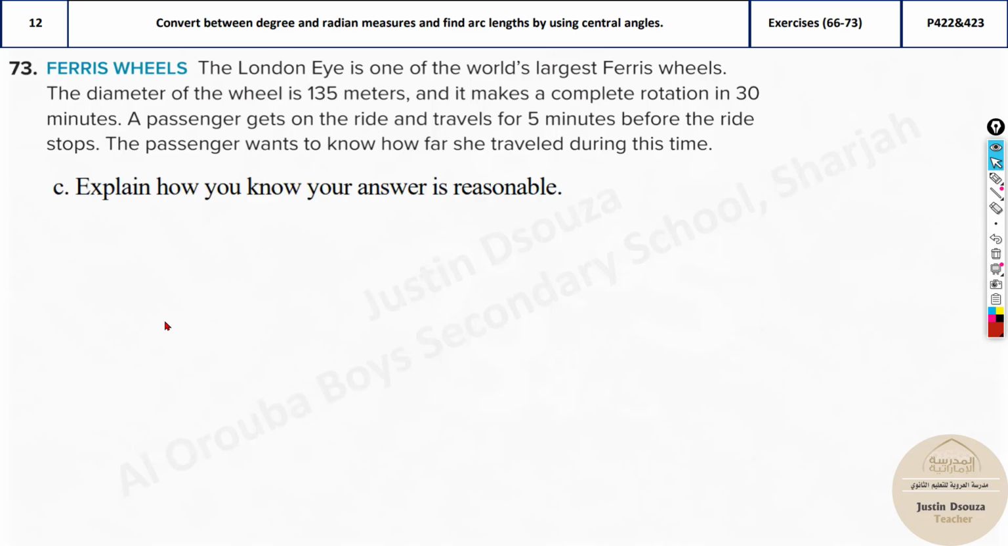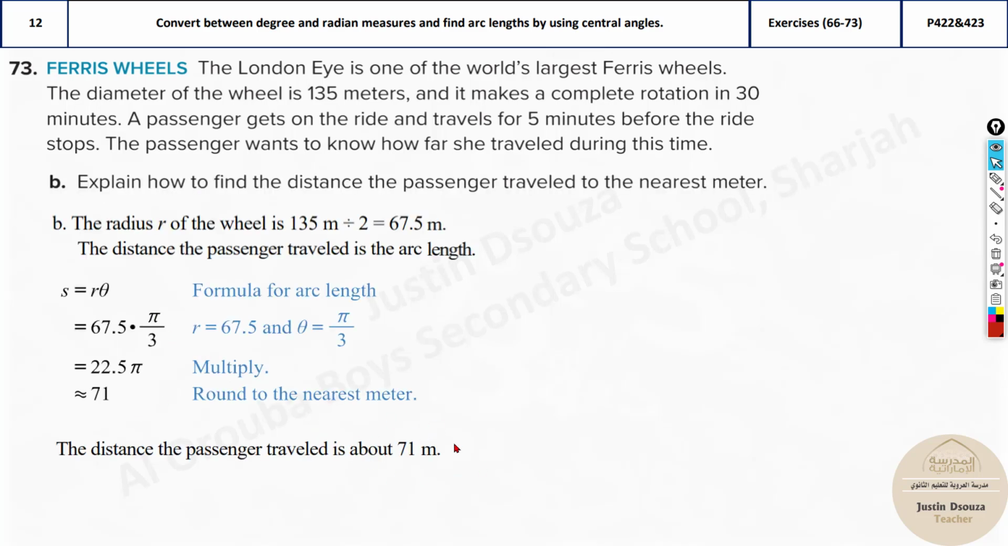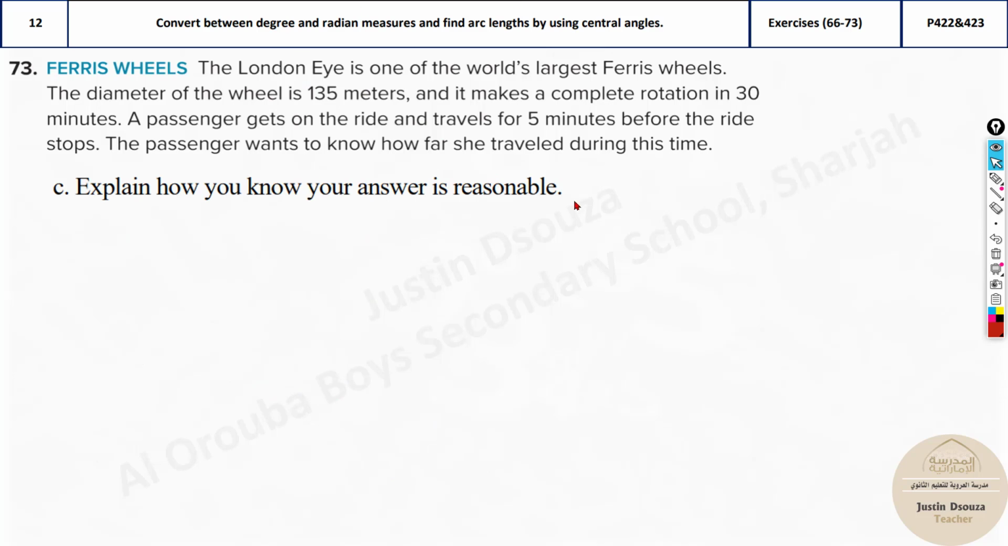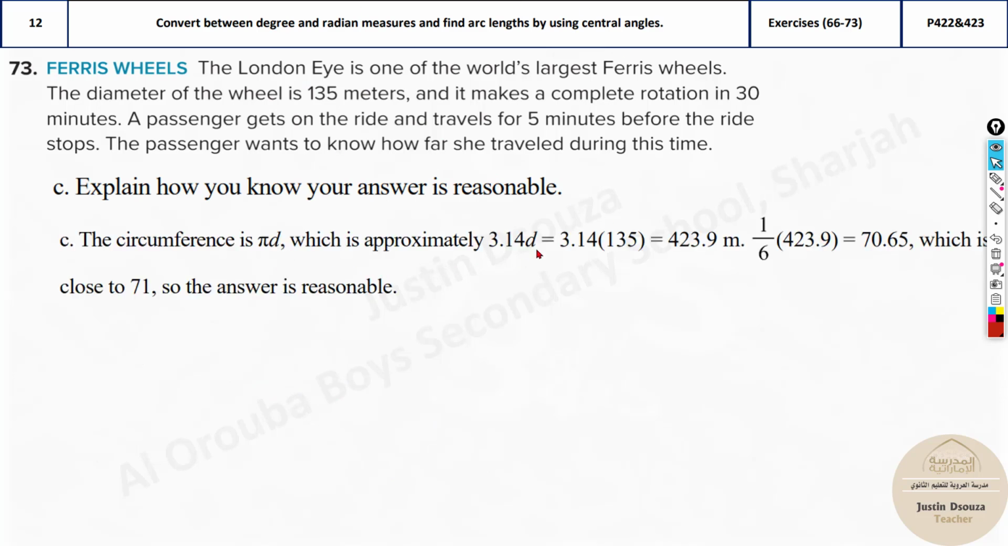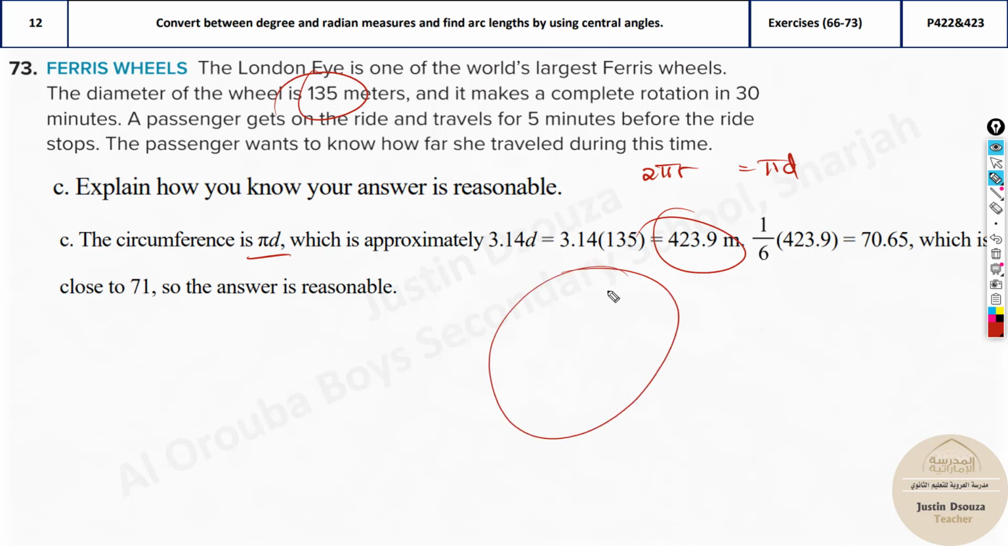And lastly, explain how you know the answer is reasonable. Now there are various methods to do that. We know this is 71 meters, right? Now first of all, how much is the total rotation? See what they have used over here is the circumference. There are different methods to show that your answer is correct. Circumference is given by 2 pi r or pi times diameter. Now pi is 3.14 times diameter. What is the diameter? It's given, 135, right? Multiply that. The total circumference, the outside distance, is 423.9 meters.